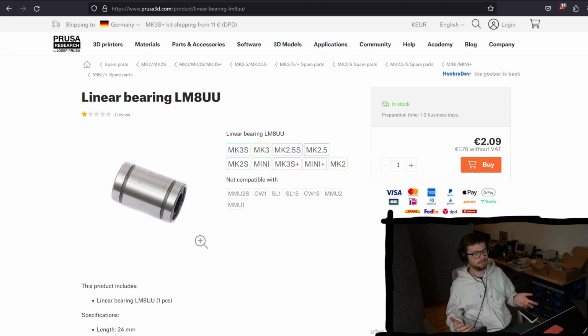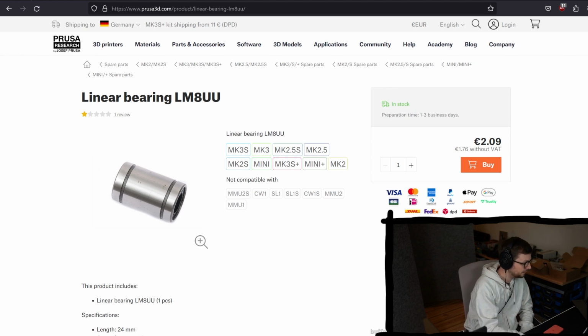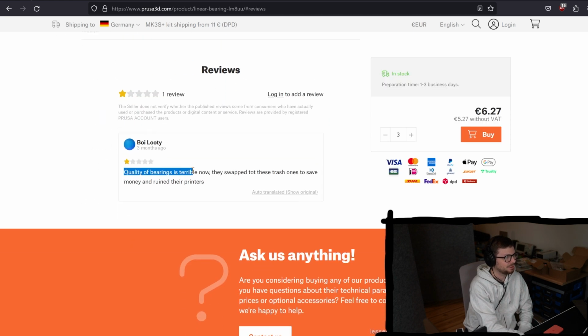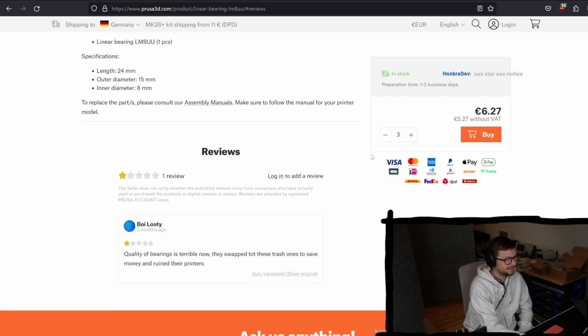And then I thought, okay, if that one is kind of broken, maybe I should already order a replacement part, right? Makes sense. So I looked on the Prusa website and saw a replacement, €2. I thought about buying a couple, maybe not all of them are bad. Also noticed that it has one review with 1 star: quality of the bearings is terrible now. So maybe this is also one of the issues I had.